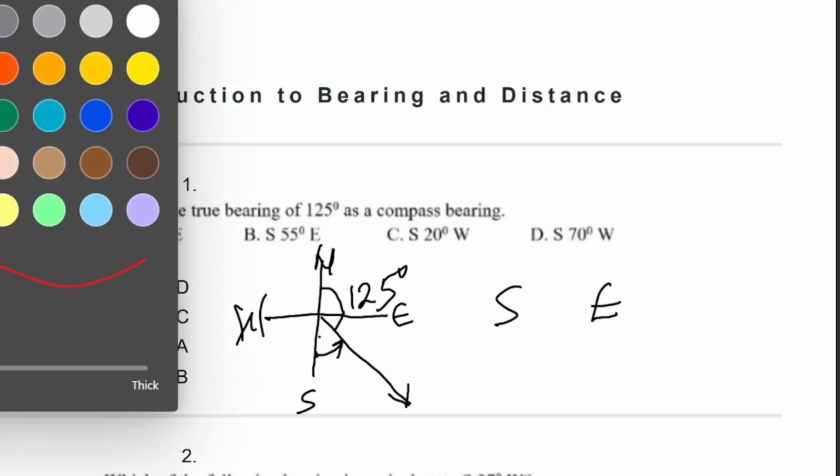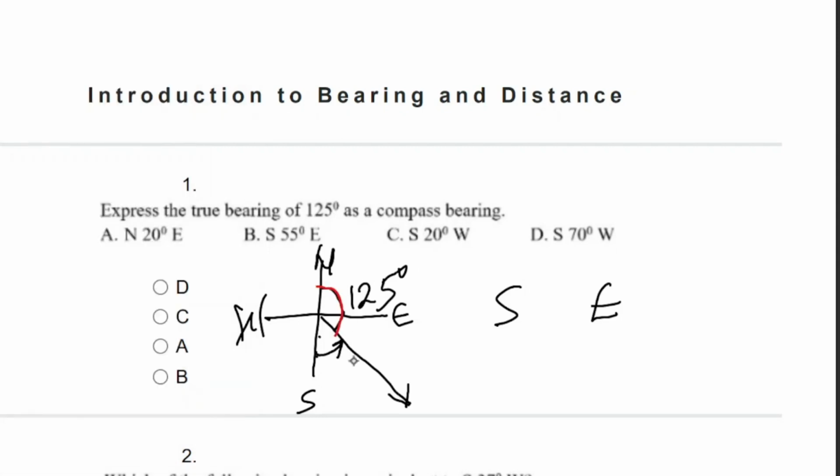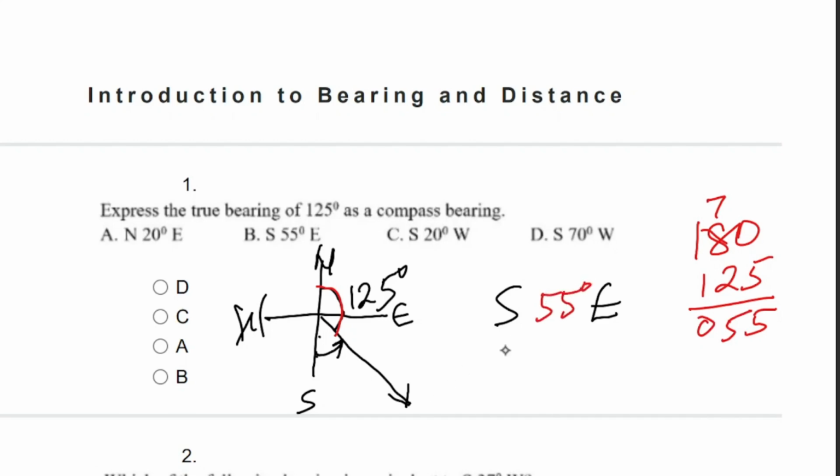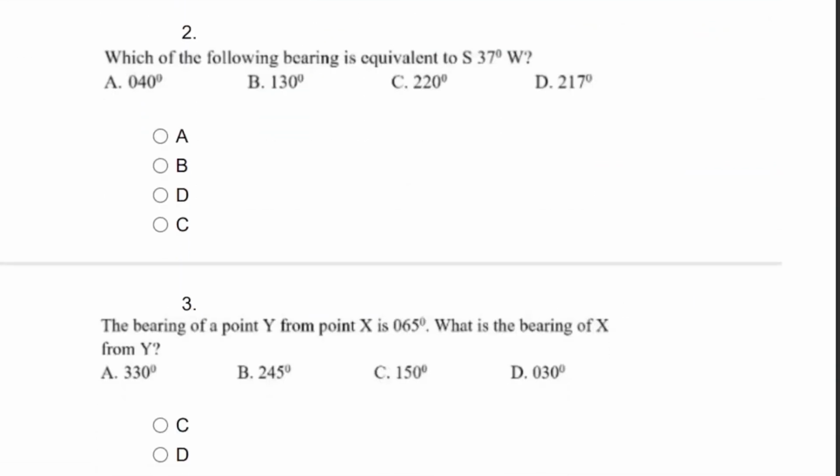So how do we calculate that? Since from here to here is 125, and to the other side is 180, it's going to be 180 degrees minus 125 degrees. This will give us 5, and the next digit gives us 5 again, so that will be 55 degrees. So that is south 55 degrees east. That is option B, which is this one. I hope this is very clear. So move to the second question.